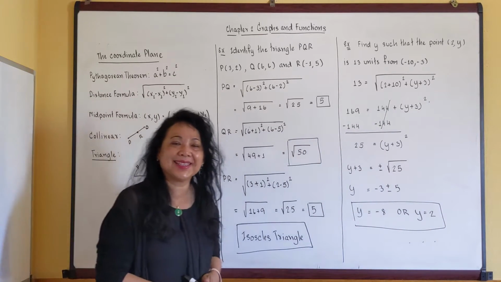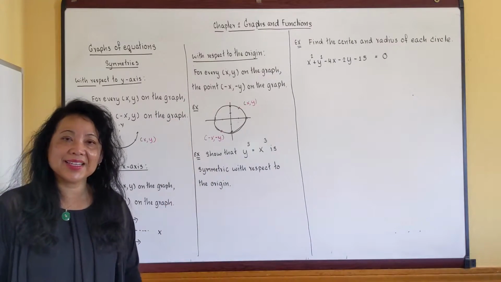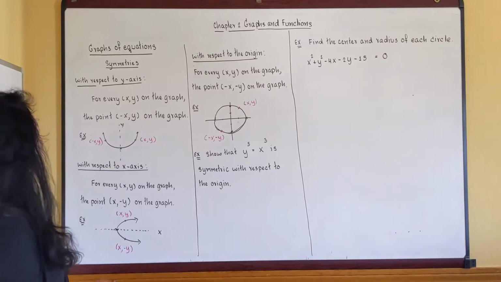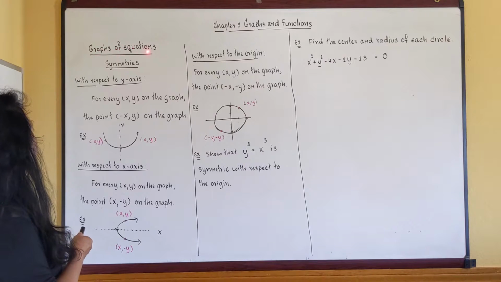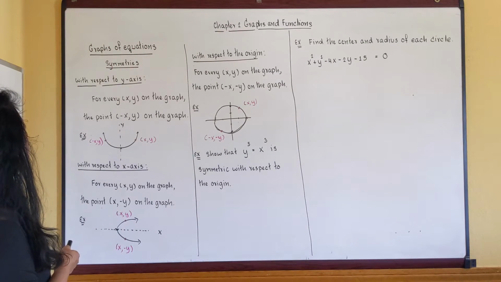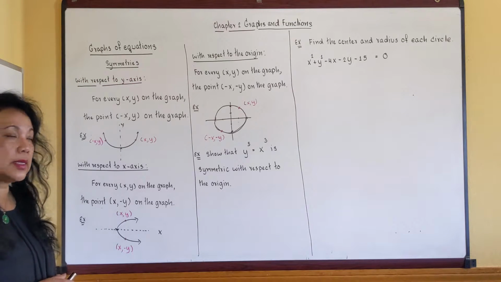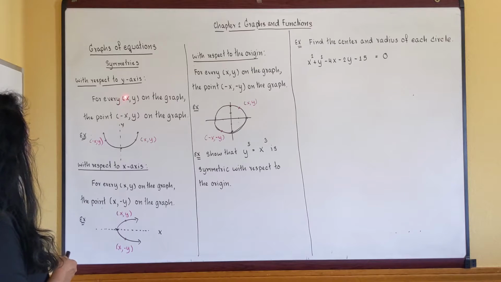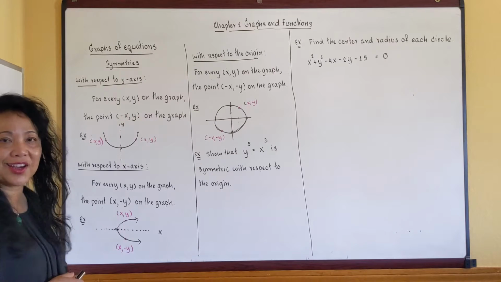Alright, let's look at the next section. Let's go to our next section, 2.2, graphs and equations. So let's look at the definition first. Symmetry with respect to the y-axis. The theorem says that if you have every x coordinate and y coordinate on the graph, then you're going to have negative x and y on the graph.